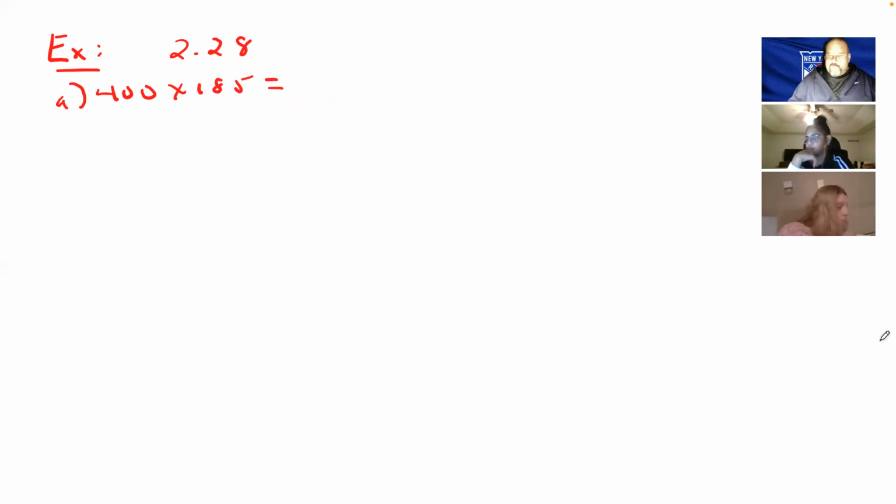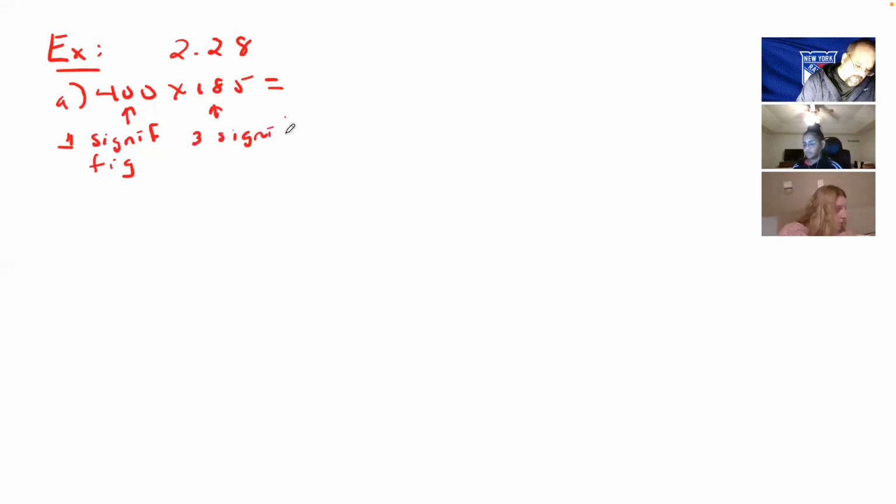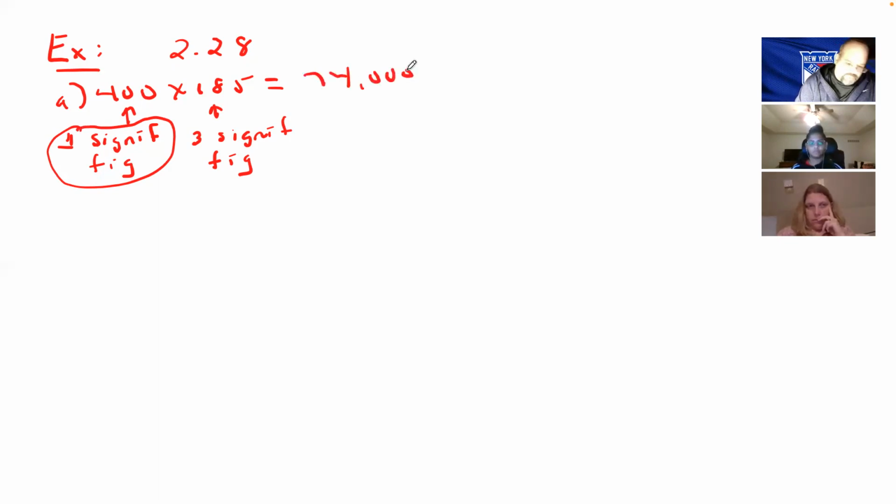Perfect scenario of where we have a major dilemma. Because if you take a look at these two values, the 400 has one significant figure. The 185 has three significant figures. So my answer should only have how many significant figures? One. When I multiply these two numbers, I come up with 74,000. How the heck do I write that in with one significant figure?